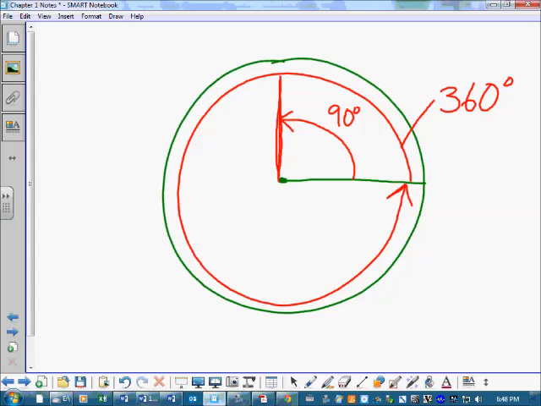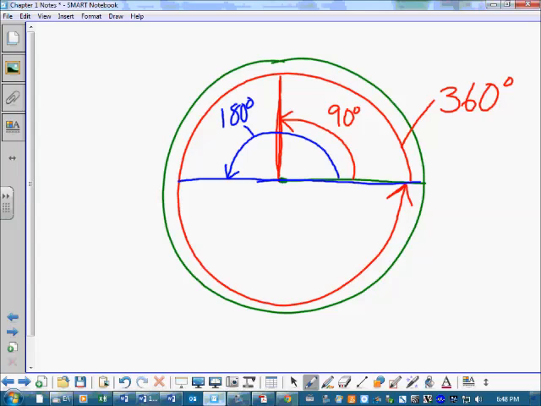I'm going to switch colors here. Now let's say you went from this point right over to there. Okay? So how many degrees is that? Now, that is what we call a 180, half a circle, right? Maybe you've done that on your skateboard, jumping. That's 180 degrees. That's two 90s.